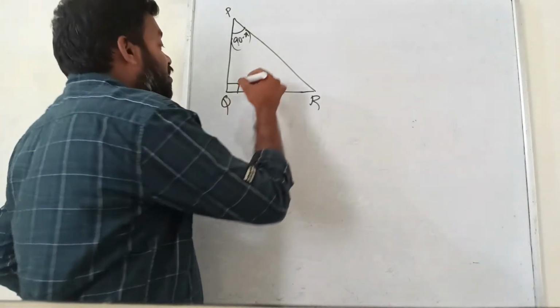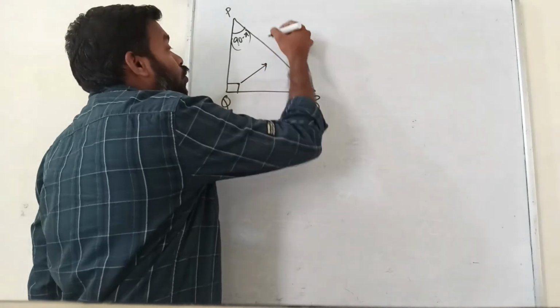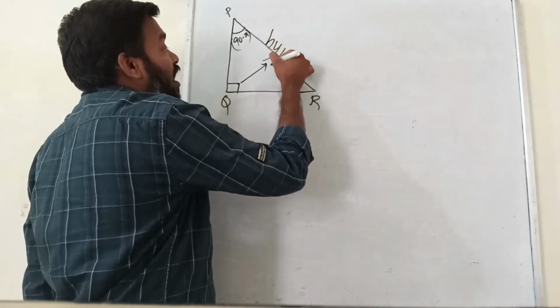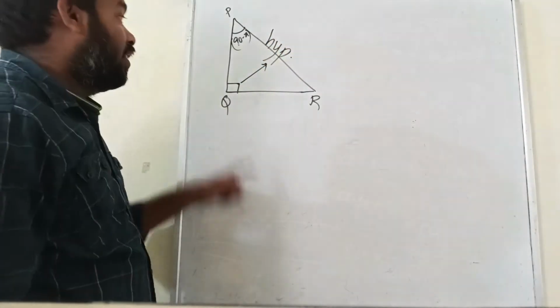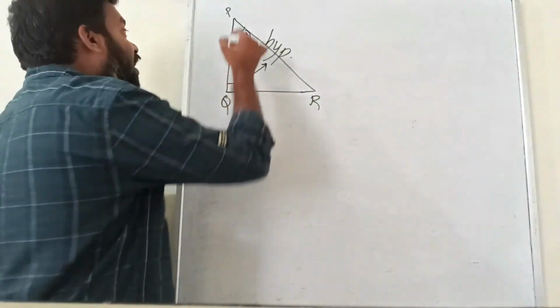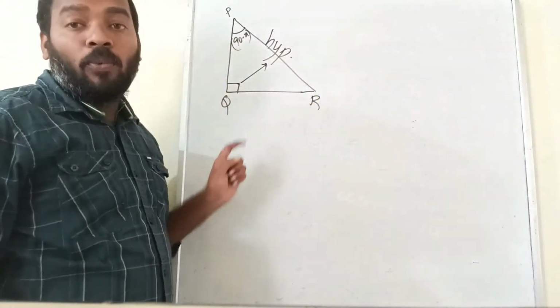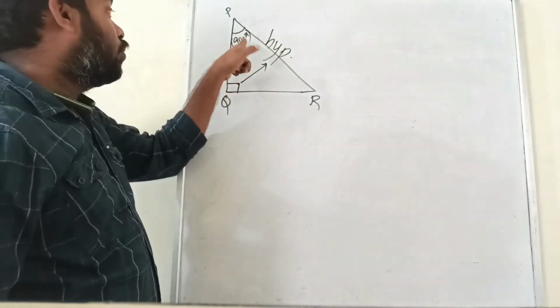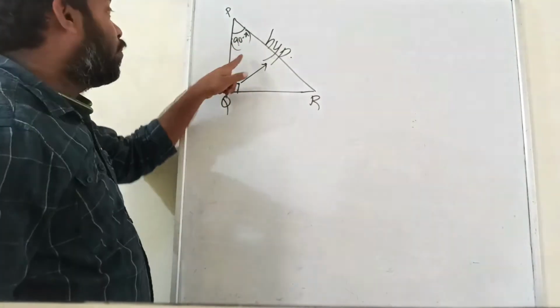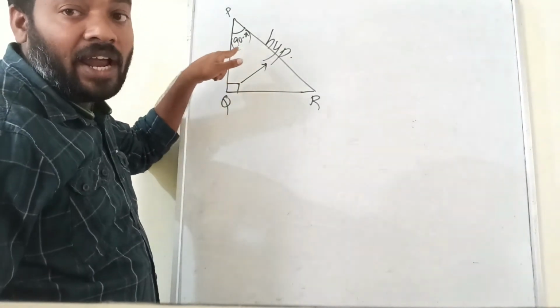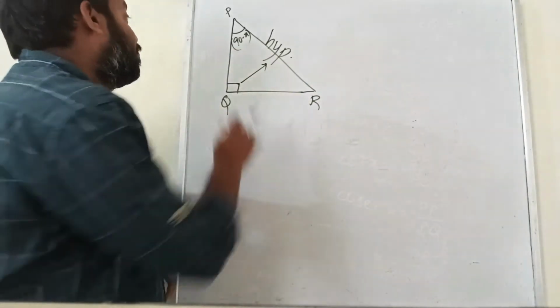The hypotenuse is always the side opposite to the right angle. That is the hypotenuse. And the other two sides are the opposite side and the adjacent side to that particular angle. Let us see what is the adjacent side to this angle and the opposite side to this angle.